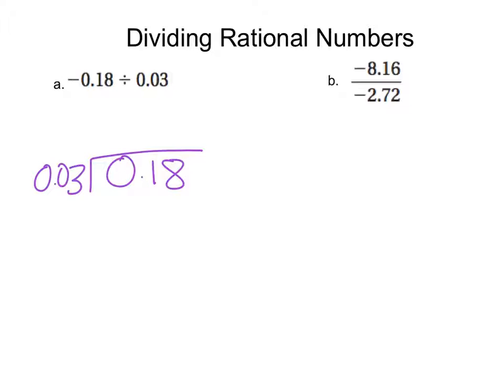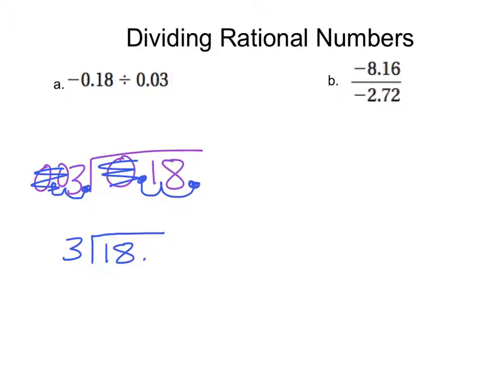Now with decimals and dividing, it's a little different. We have to make sure that the number on the outside has no decimals. So I have to take my decimal and I have to move it over 2 spots. You move it over all the way to the end. But because I'm moving this one 2 spots, I have to move this decimal 2 spots as well. So now, really, we can ignore the zeros. This problem is 3 on the outside and 18 on the inside.